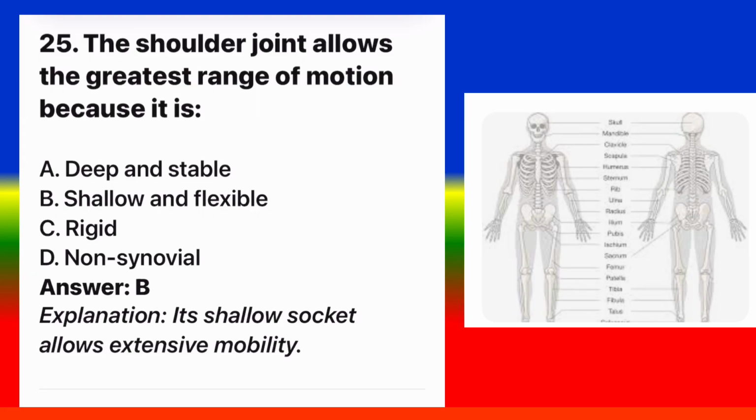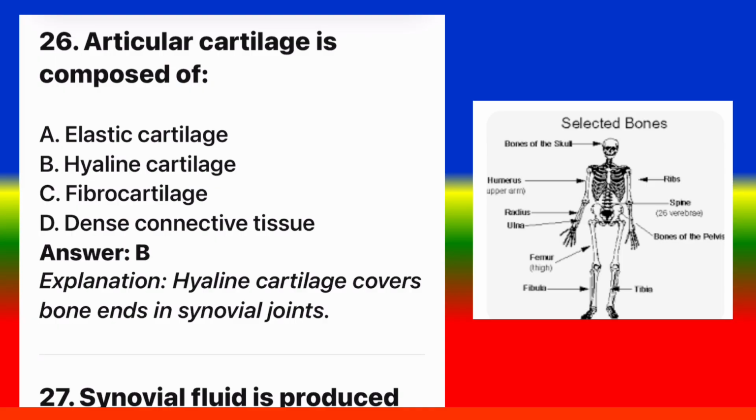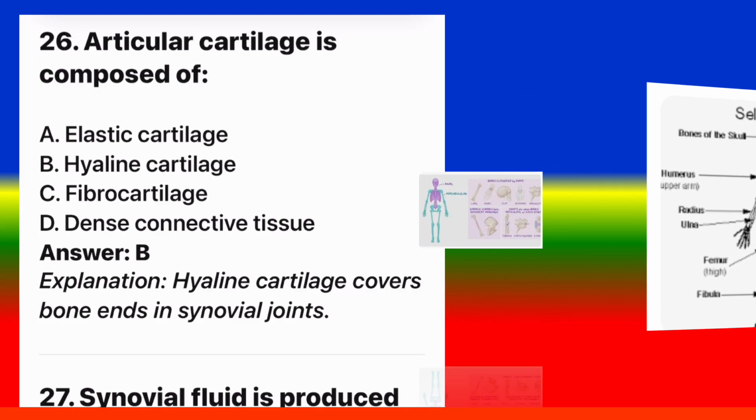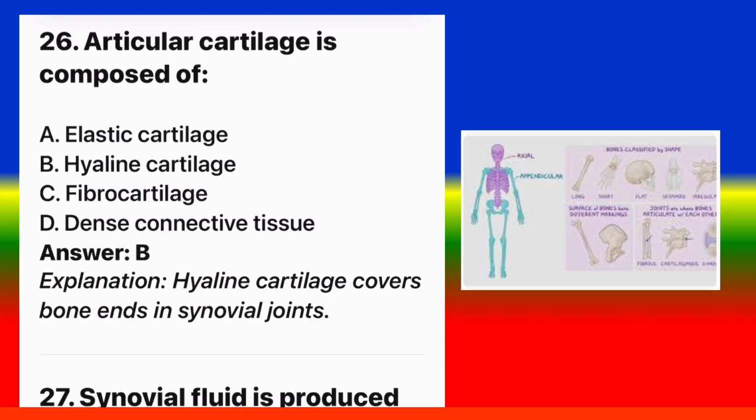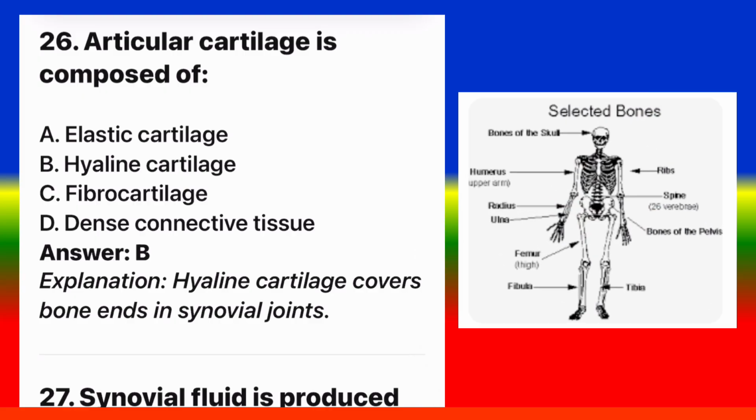Answer, explanation. Its shallow socket allows extensive mobility. Articular cartilage is composed of: A. Elastic cartilage, B. Hyaline cartilage, C. Fibrocartilage, D. Dense connective tissue. Answer B. Explanation. Hyaline cartilage covers bone ends in synovial joints.